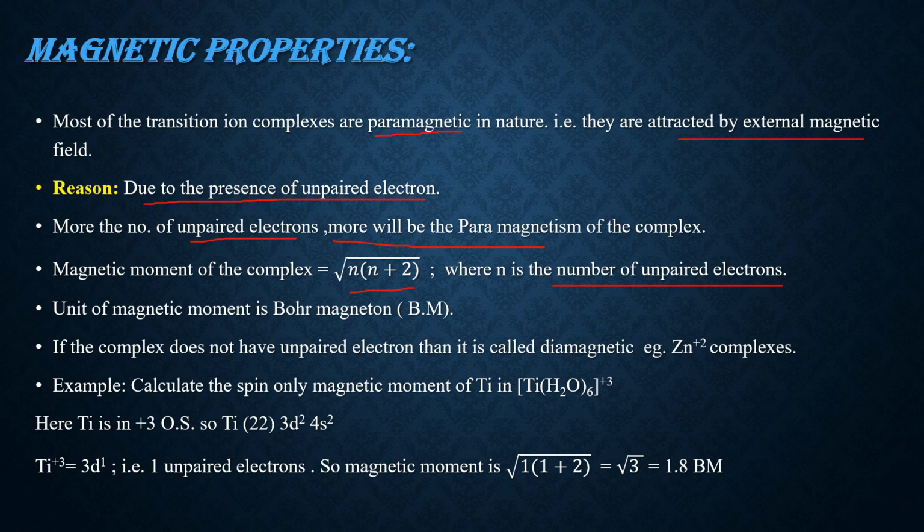The unit of magnetic moment is Bohr magneton. If the complex does not have unpaired electrons, then it is called diamagnetic. For example, Zn2+ complexes.